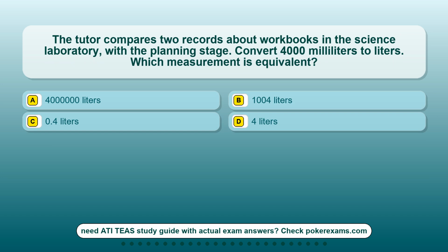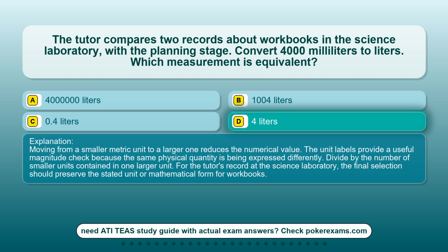Question 17. The tutor compares 2 records about workbooks in the science laboratory, with the planning stage. Convert 4,000 milliliters to liters. Which measurement is equivalent? Option A, 4 million liters. Option B, 1,004 liters. Option C, 0.4 liters. Option D, 4 liters. The correct answer is option D, 4 liters.